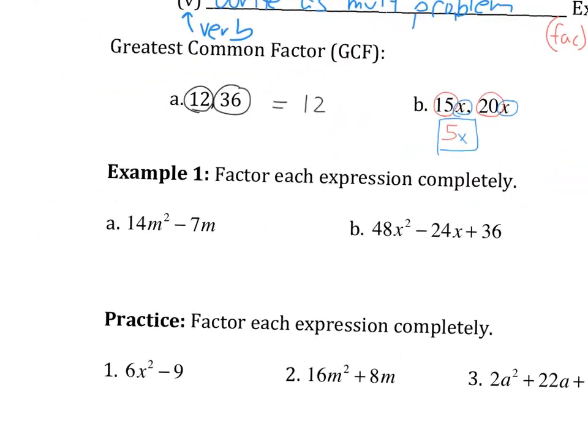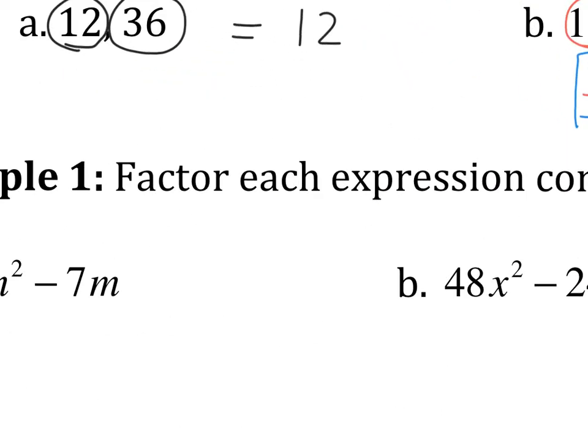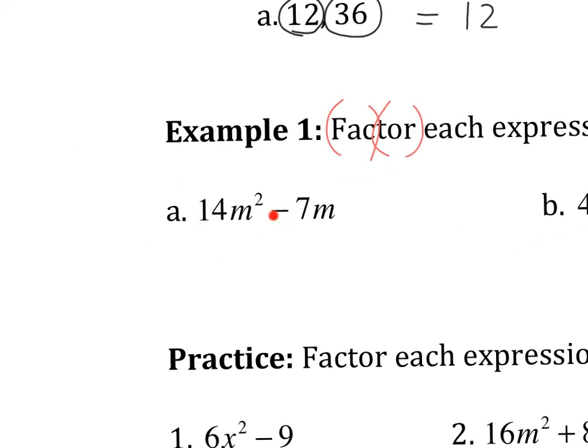All right, so let's take a gander here. We're going to factor each expression completely. Remember what factor means. This is the verb. It's a command telling me to do something, which means I need to write the expression as a multiplication problem. Because right now, it's a subtraction problem.